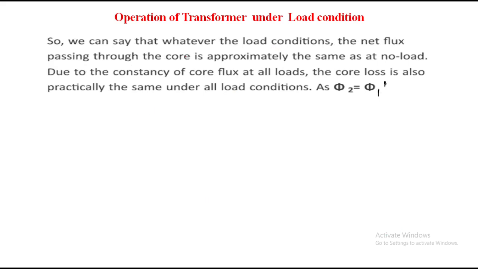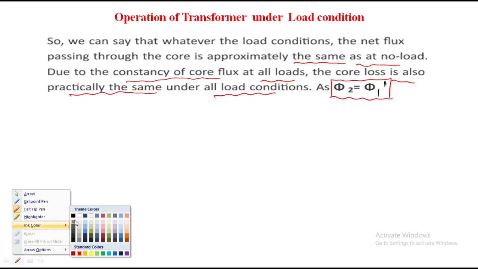So we can say that whatever the load conditions, the net flux passing through the core is approximately the same as at no load. So due to the constancy of core flux at all loads, the core loss is also practically the same under all load conditions. Then phi 2 should equal phi 1 dash. Now I am going to explain in detail about this concept.